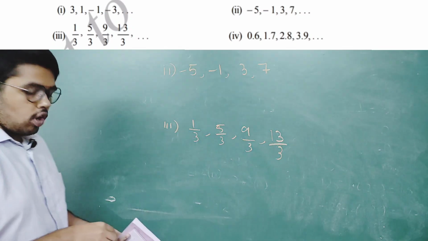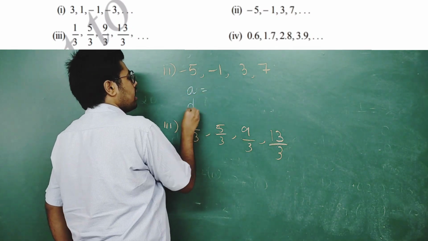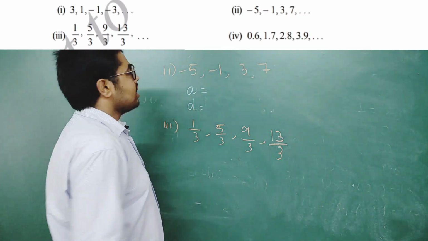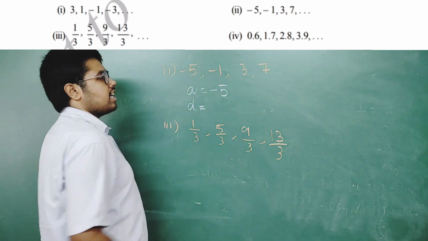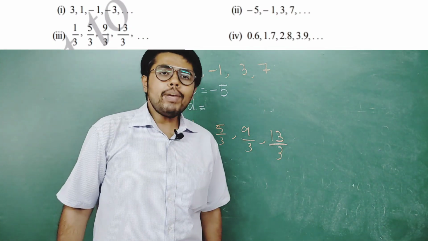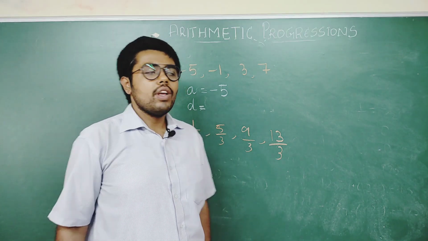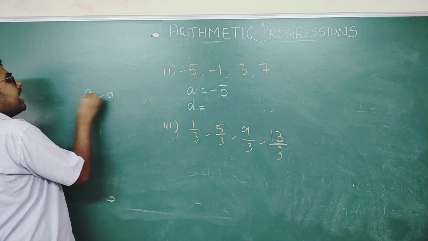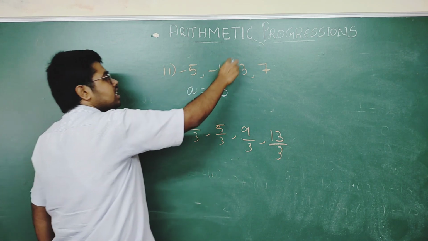They asked us to find out what is A and what is D. What is A here? I told you we denote the first term as A. So minus 5 itself is the A. Then what is the common difference here? Now let me give a formula for the common difference. What is the formula? It is very simple: A2 minus A1, the next term minus the first term, correct? What is the increase, if you want to know?